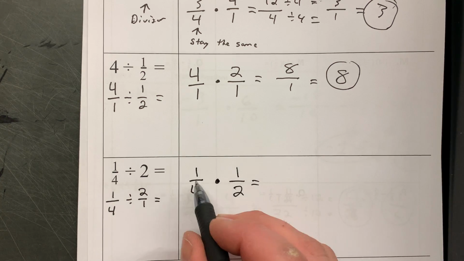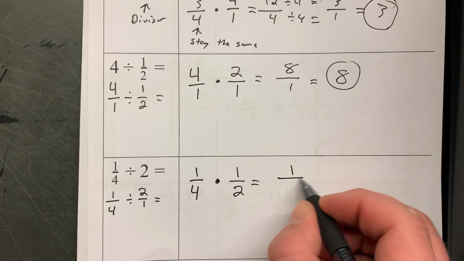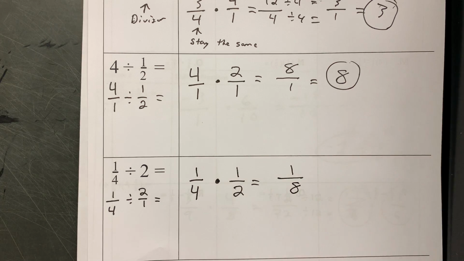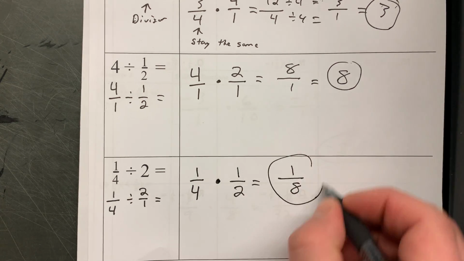Across the top, across the bottom. 1 times 1 is 1. 4 times 2 is 8. My new fraction is 1/8.